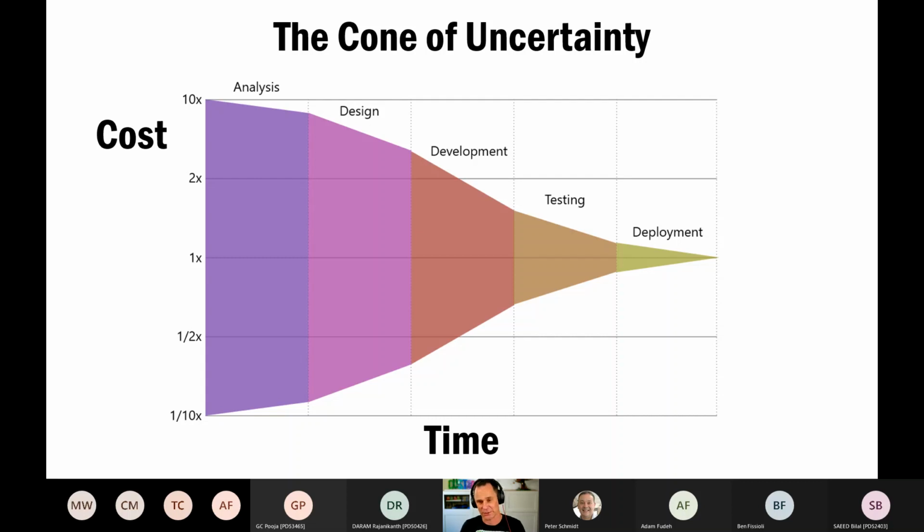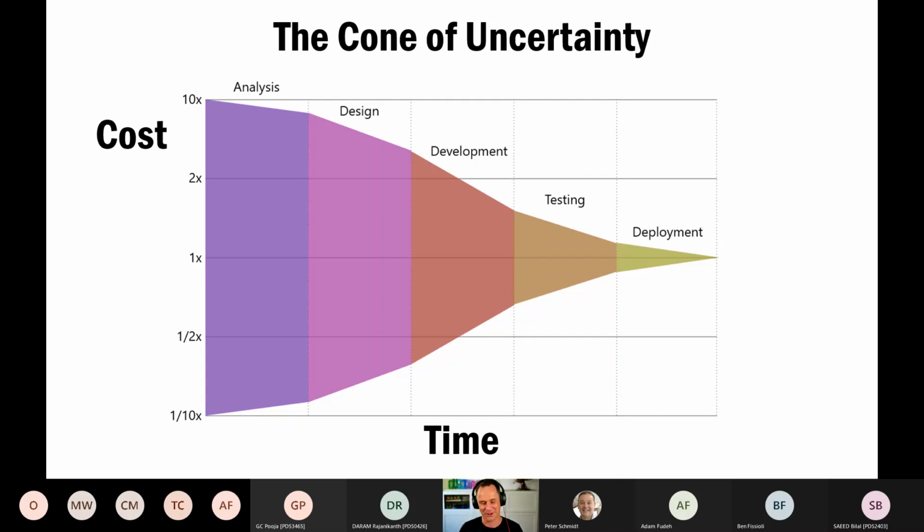This is our glass of Sauvignon Blanc, the cone of uncertainty. And what it's saying here is that at the outset of the project, at the beginning of the analysis phase, the range of actual costs could be anywhere between 10 times and 1/10 of our estimate. By the way, it's never going to be a 10th, unless your project got cancelled pretty early.